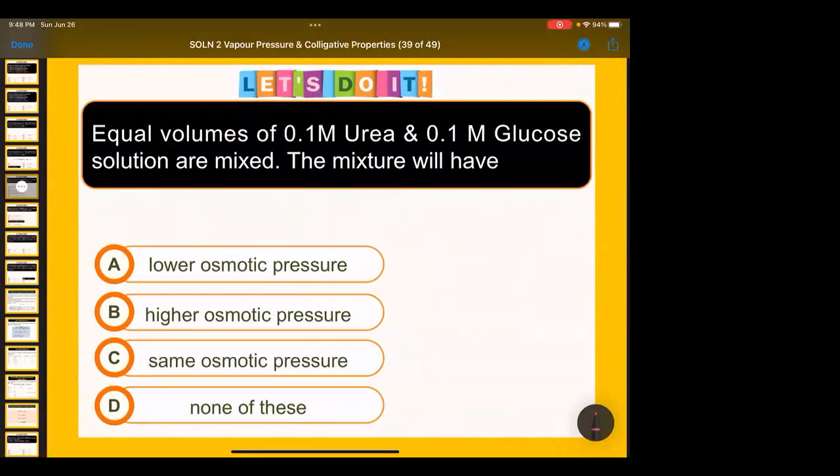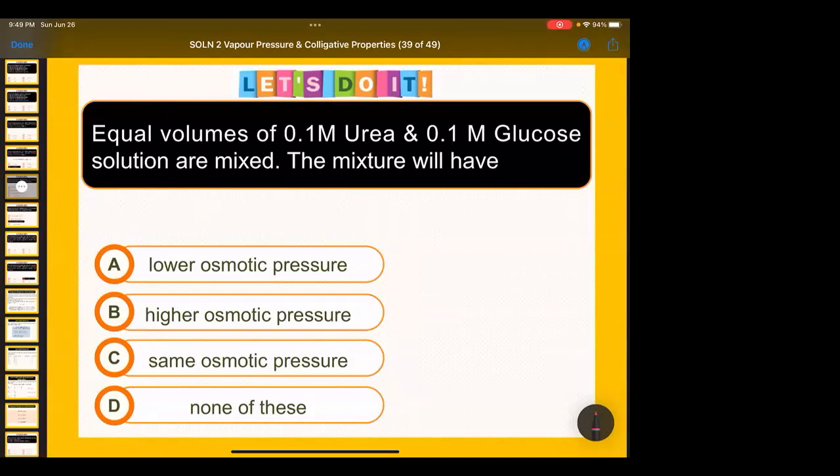So equal volumes of 0.1 molar urea and 0.1 molar glucose. There are two solutions. Mirage is saying same osmotic pressure. And what about Samira and Hanifa? Is the osmotic pressure of the final mixture going to be more or going to be less? You take two solutions which have equal concentration, you put them together in equal volumes. What is the osmotic pressure of the final solution? Mirage has already given the answer.